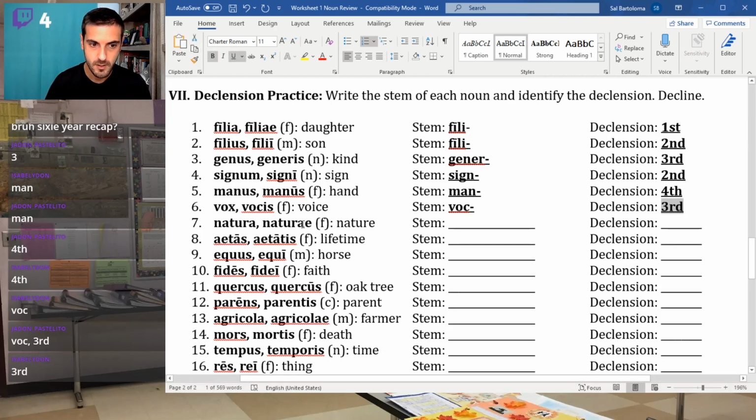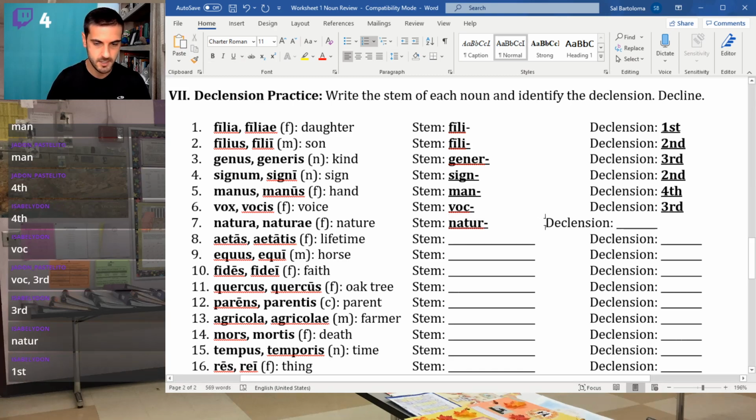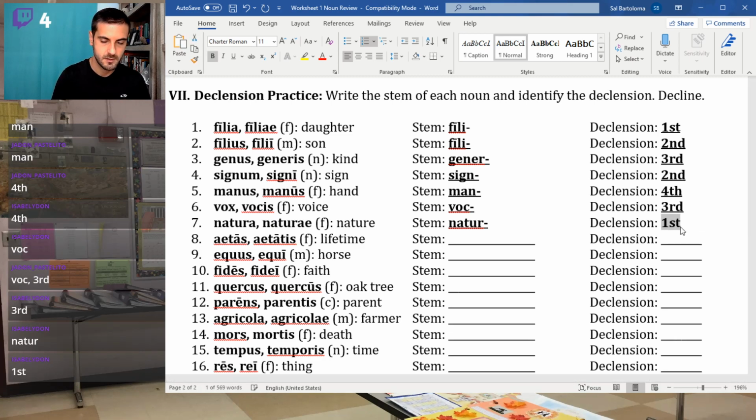Okay. Natura, naturae. Pretty straightforward on this one. Natur, right? Awesome, awesome. You guys keep it going in the chat. And it is first declension. But again, reminder, I'm going to say it 100 times today. Make sure you get it from this form. Always go to the genitive.